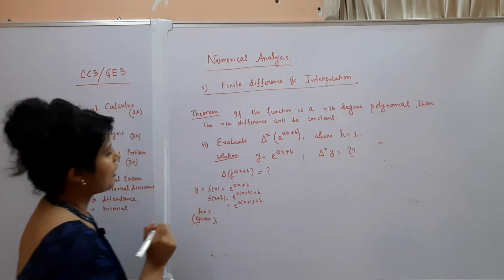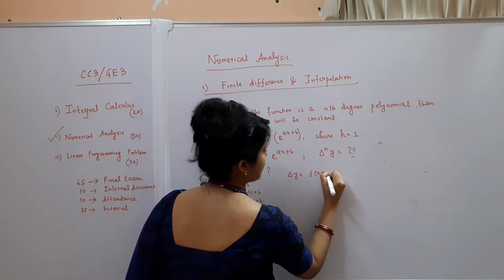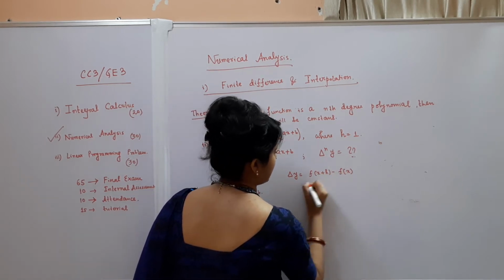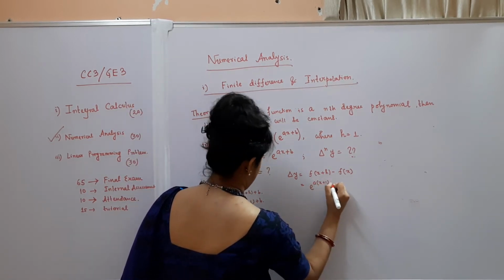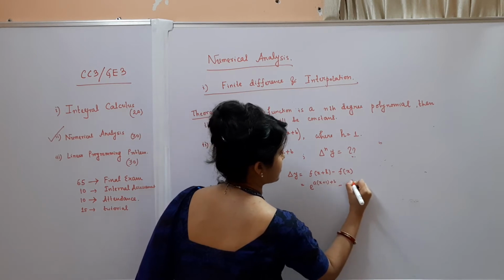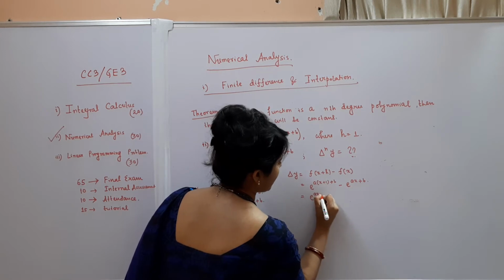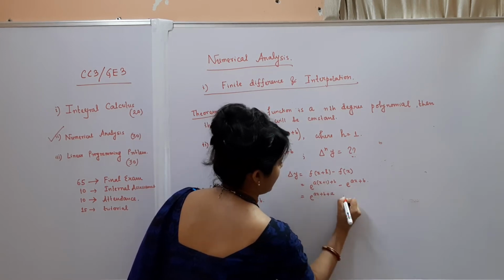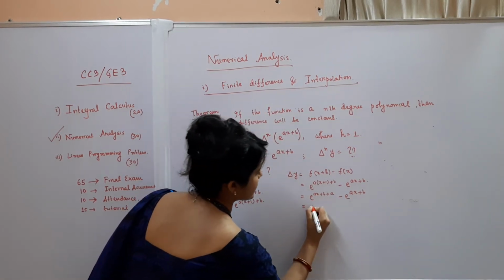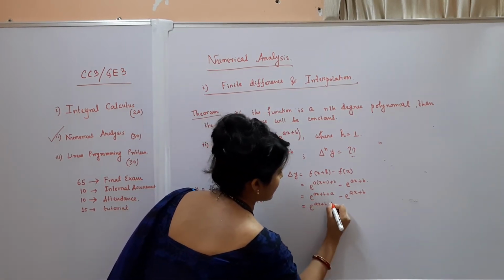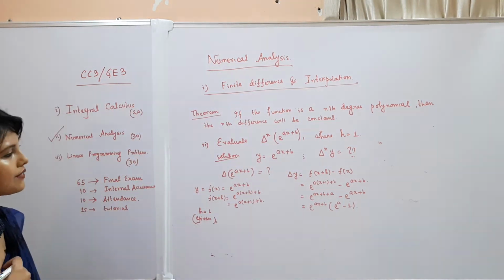Okay. So now what is delta y? Delta y is equal to f of x plus h minus f of x. So that shows e to the power ax plus a plus b minus e to the power ax plus b. Now clearly, e to the power ax plus b is the common portion. So you can take the common, and you will get e to the power a minus 1. So this is the first order.